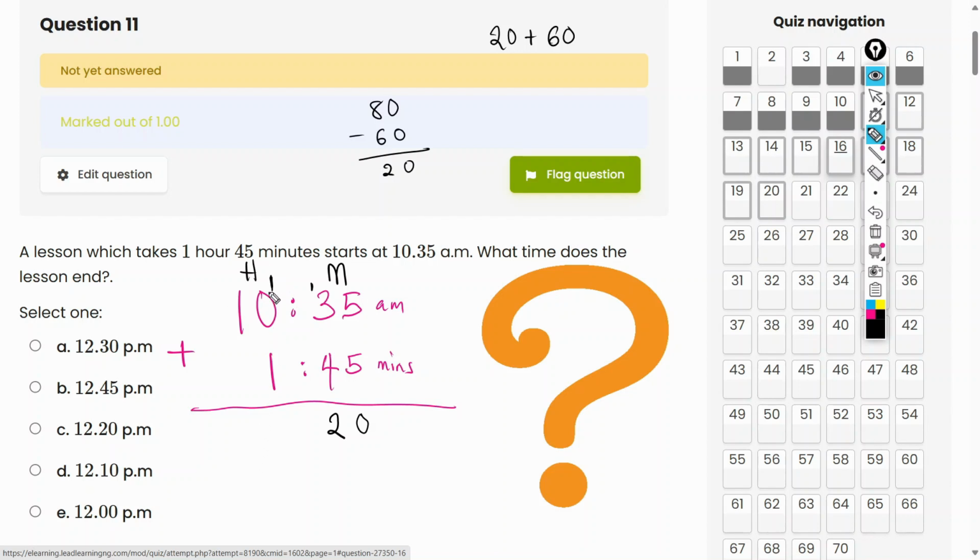So we have 11 plus 1. 11 plus 1 is 12. So it means that if the lesson starts by 10:35 a.m. and lasts for 1 hour 45 minutes, the lesson will end by 12:20 p.m. 12:20 p.m. is right here.